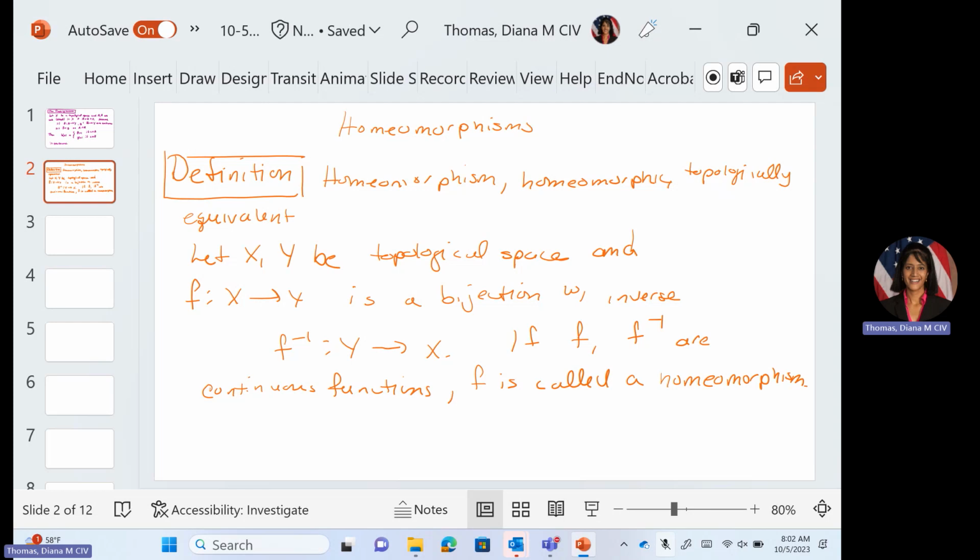Y, F inverse goes from Y to X. So the picture you should have in your head is this. F goes from here to here, and F inverse goes from here to here.